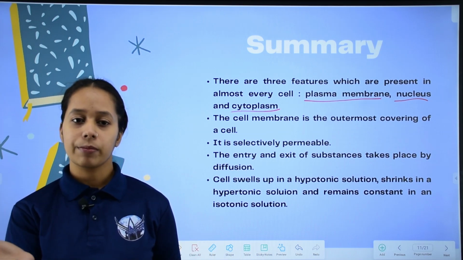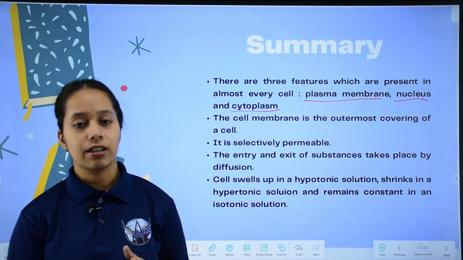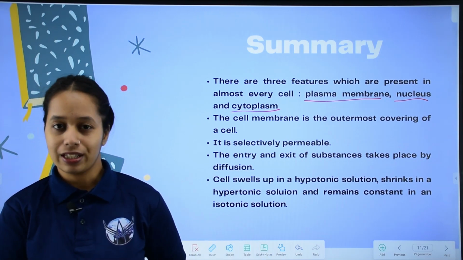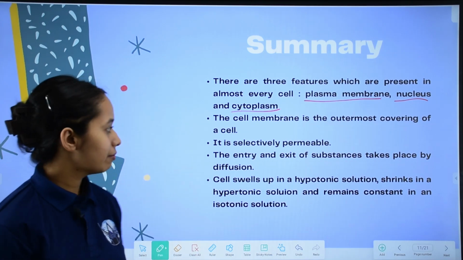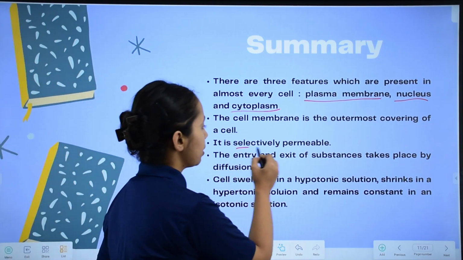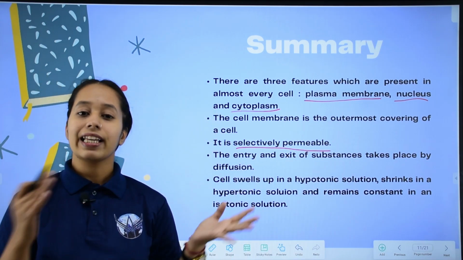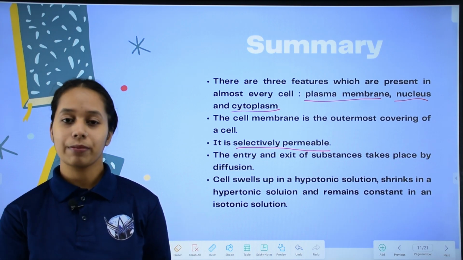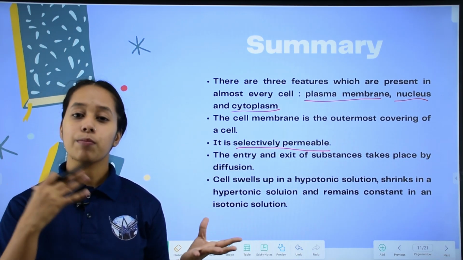So what is a plasma membrane? The outermost covering of a cell which protects the inside from the outside of a cell. Then it is a semi-permeable membrane, or a selectively permeable membrane, meaning the exit and the entry of substances through the membrane will be selective. How is the entry and exit done? What is the process involved?